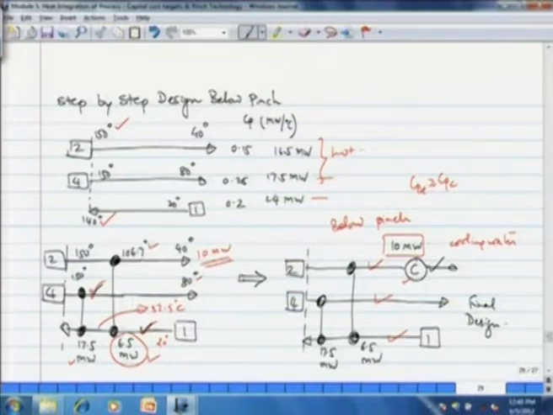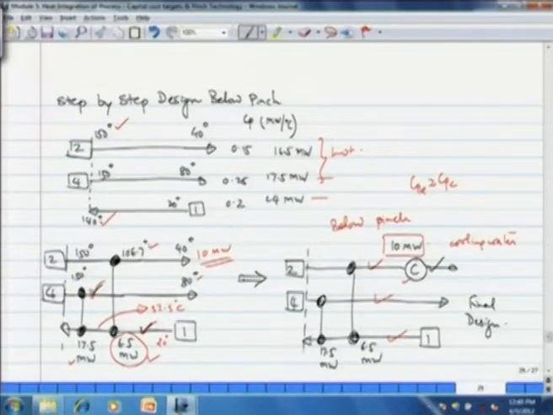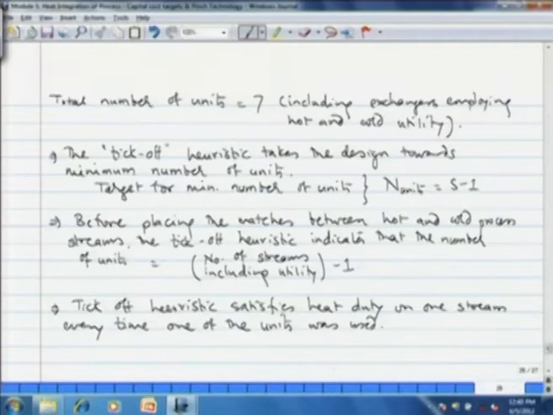The total design is essentially an amalgamation of the design above the pinch region and below the pinch region. Above the pinch region we just saw that we needed a total of 4 exchangers, and below the pinch region we need 1, 2 and 3 exchangers. So, the total number of units that we need is 7, including exchangers employing hot and cold utility.